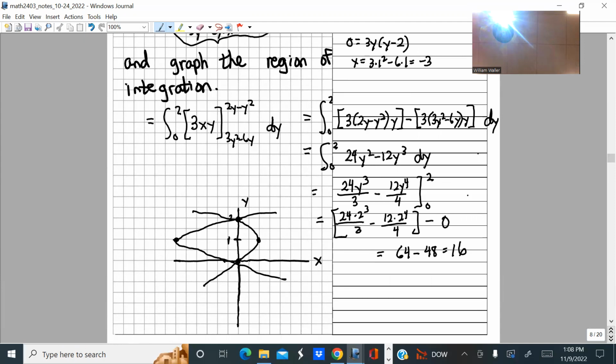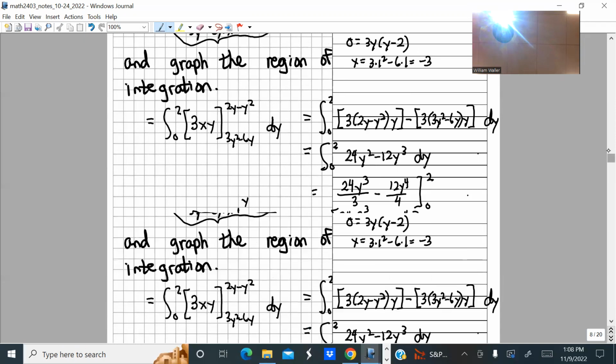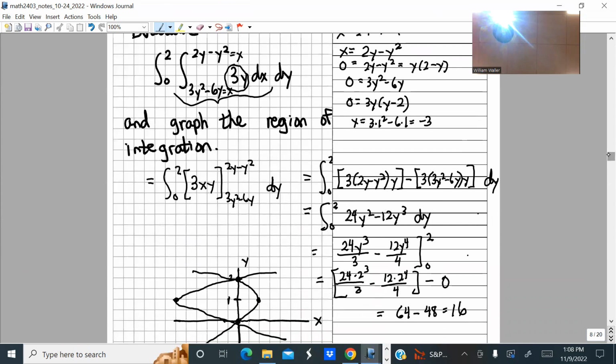So where do y'all think your region of integration is? Again, whatever that means. Remember, you're going to let x run what? Between these two curves, right? From this curve on the left to this curve on the right. So isn't that going to give us the region between these two curves like this? Yeah.